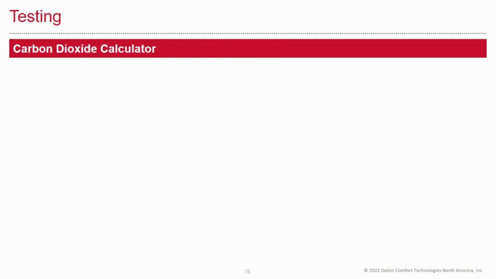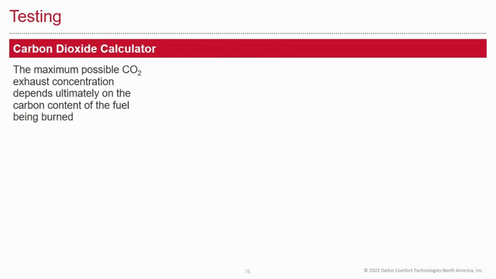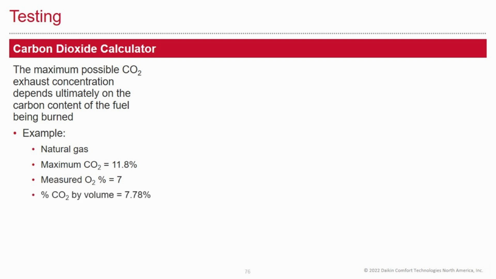Carbon dioxide calculator. The maximum possible CO2 exhaust concentration depends ultimately on the carbon content of the fuel being burned. For example, for natural gas, the maximum CO2 is 11.8%. The measured O2 is 7%. The percentage of CO2 by volume is 7.78. So let's do a calculation.